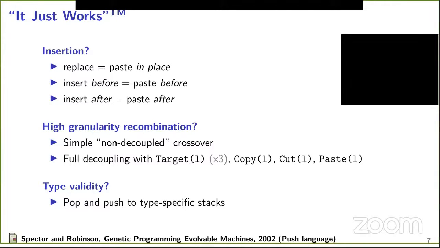Finally, an idea that comes from the Push programming language is that to ensure type validity, you need to consider multiple stacks. So if you have paste with a statement, you will take the second argument from the statement stack. And if you have copy condition, you will push that argument on the top of the condition stack. That just works, I guess.